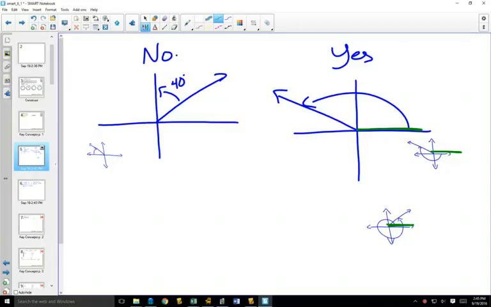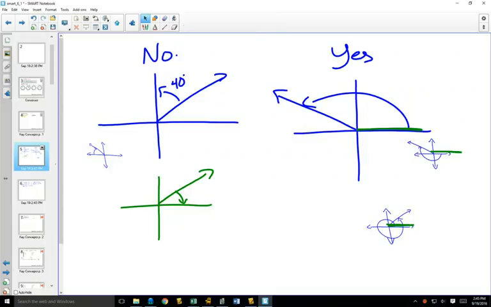Okay? I should have probably drawn, so here, if I draw this angle and have it end at the positive x-axis, that angle is not in standard position. It has to start on the positive x-axis.